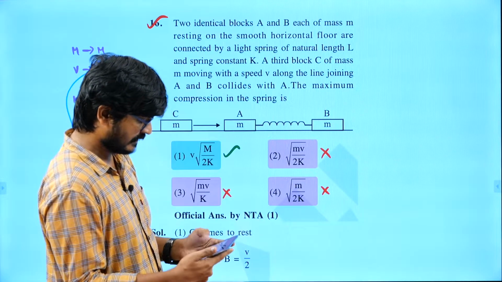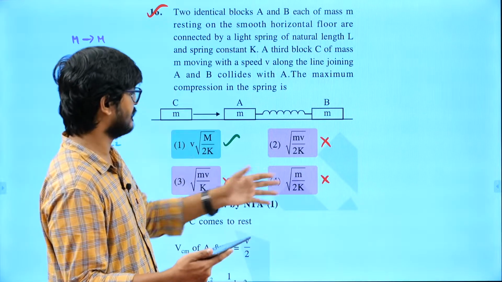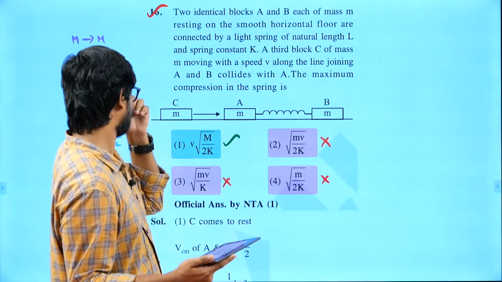Now the next question, you need to find the maximum compression. So by dimensional analysis you can eliminate all the 3 options and you can get this as the right answer.